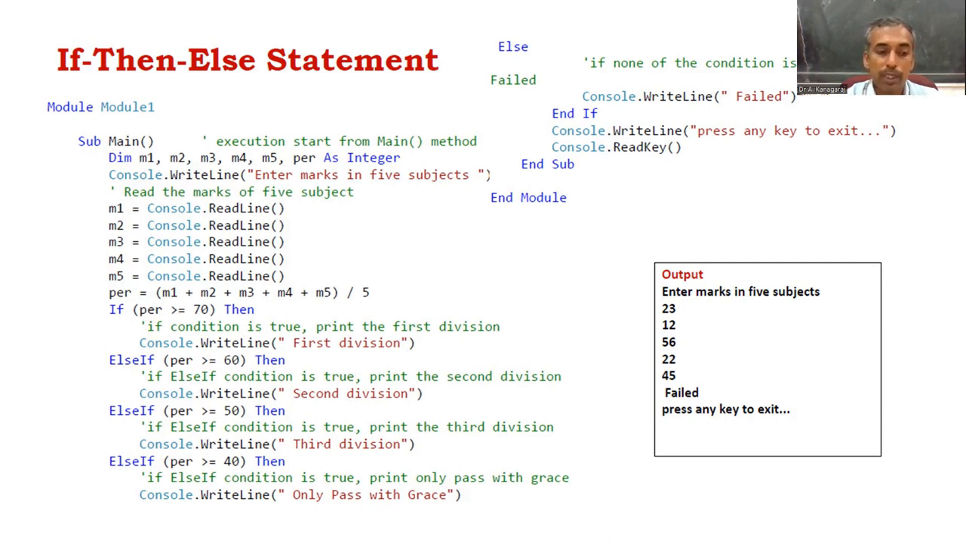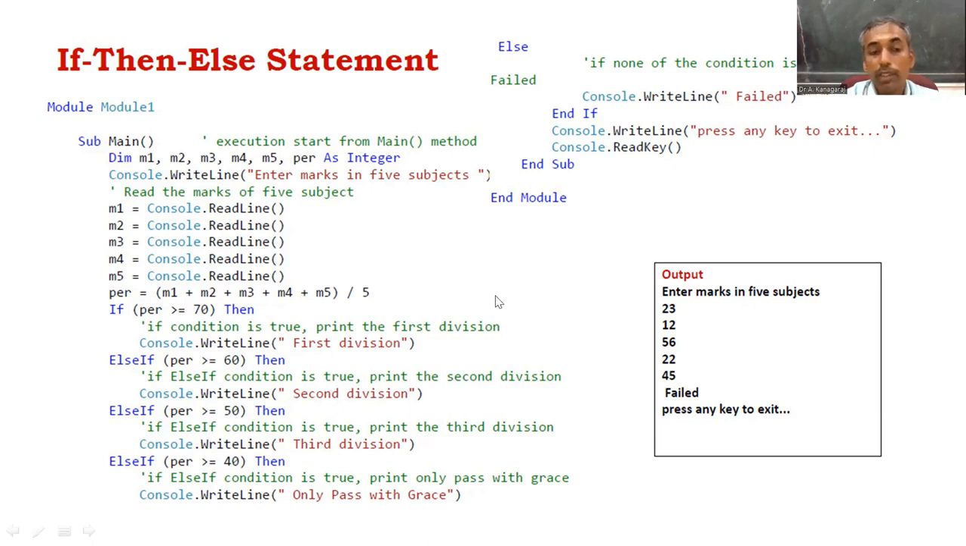For example, in this program, if our calculated percentage is greater than or equal to 70, then we print first division. If it is less than 70 and greater than or equal to 60, we print second division. Suppose that condition is also not true, then control will go to the third condition, percentage greater than or equal to 50 or not. If that condition is true, then control will get into the block and execute third division. Suppose that condition is also not true, then again it will go to another condition. So likewise it will go.